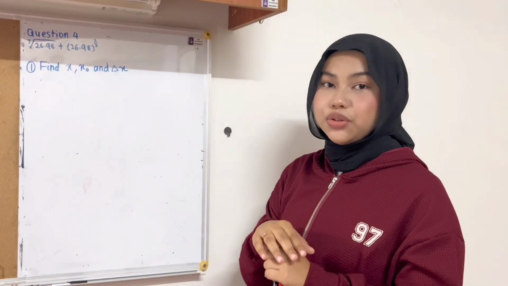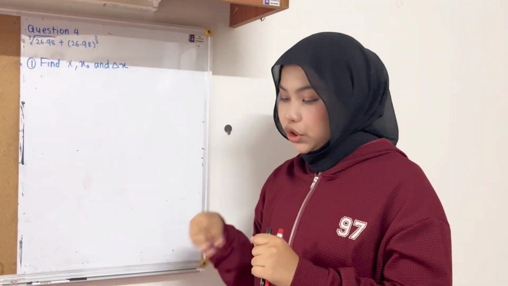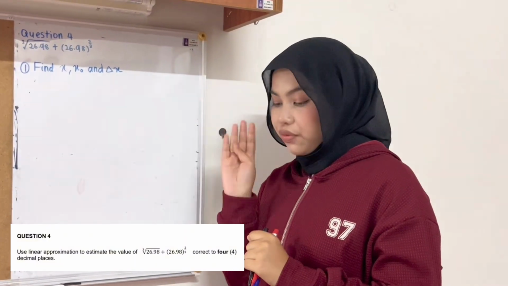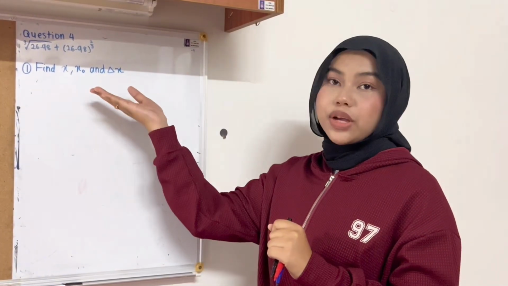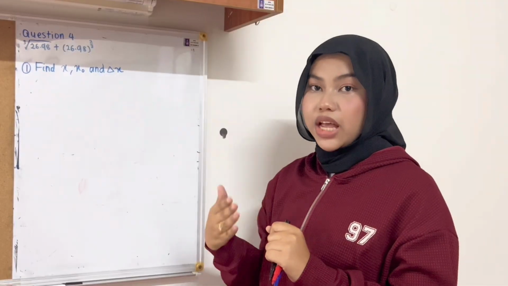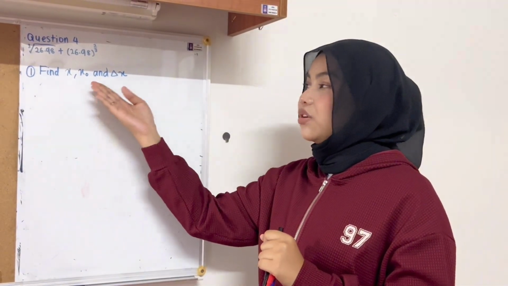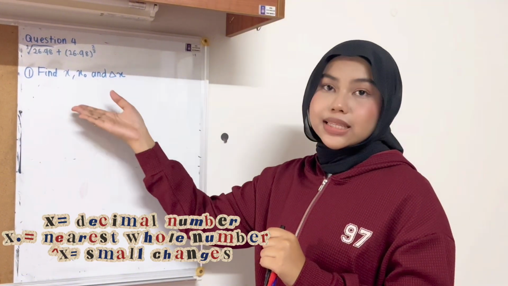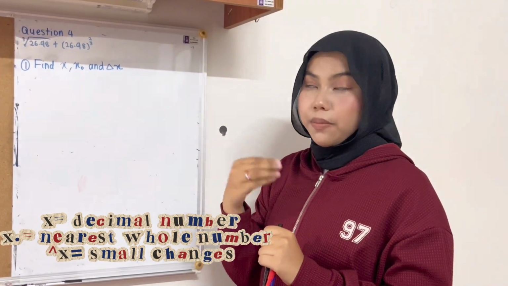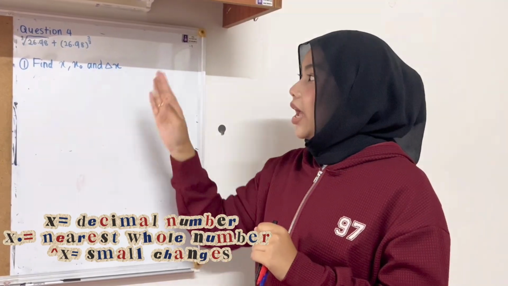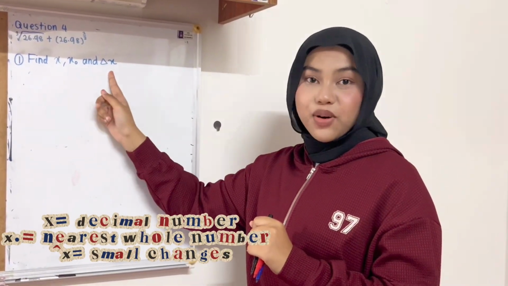I'm going to teach you question 4, which is to use linear approximation to estimate the value of this to 4 decimal places. This question has a few steps. The first step is to find x, x naught and delta x. So x is basically a decimal number, x naught is the nearest whole number, and delta x is the small change.